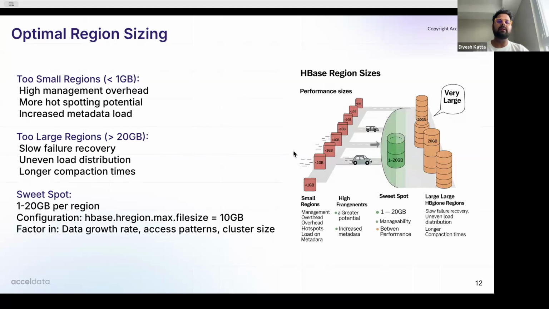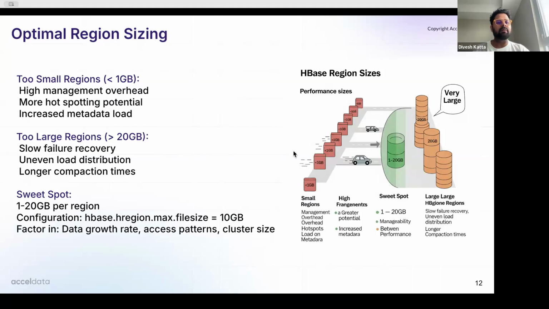Small regions create management overhead. Imagine trying to organize a library where every book is in its own tiny section. You spend more time managing sections than finding books. In HBase terms, you have more metadata, more regions to coordinate, and higher chances of creating hotspots.